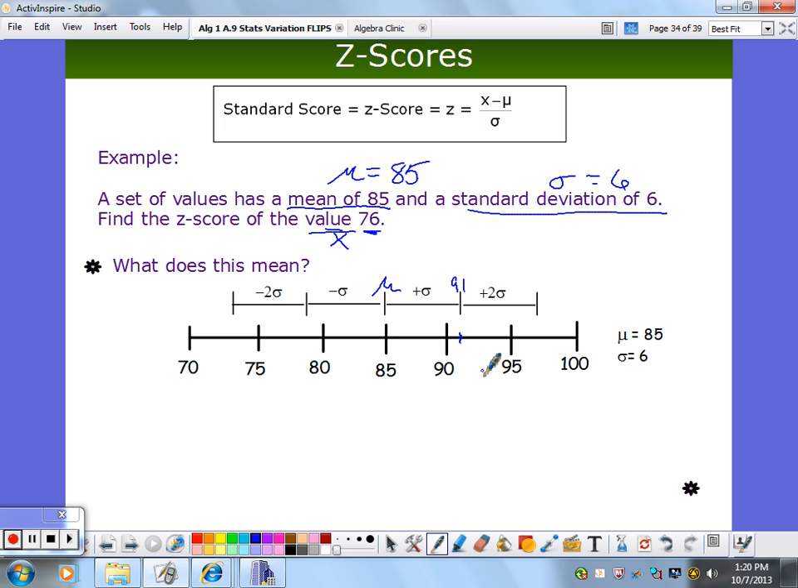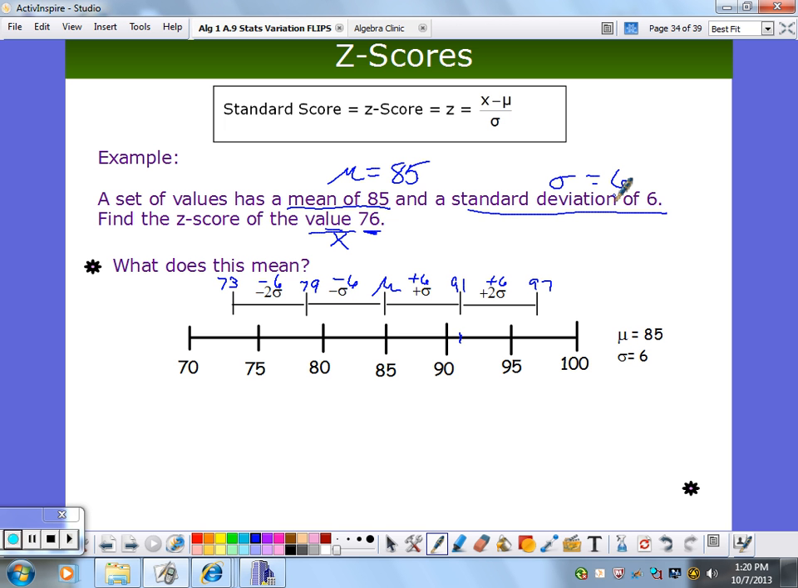What would be two standard deviations above? 97. Now if we go below, 6 below 85 is 79. That's one standard deviation below. Two standard deviations below is 73. We're subtracting 6. Add 6, add 6, subtract 6, subtract 6. Why 6? Because that's my standard deviation. We're counting by standard deviation.